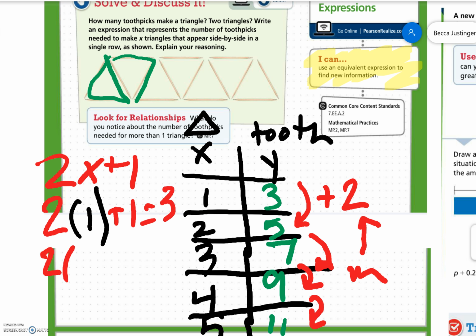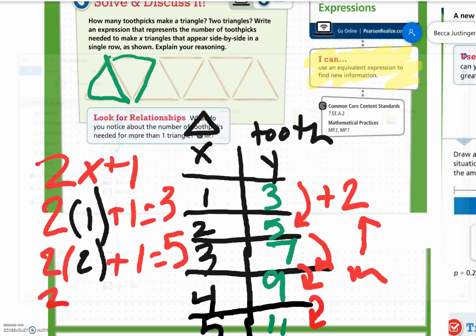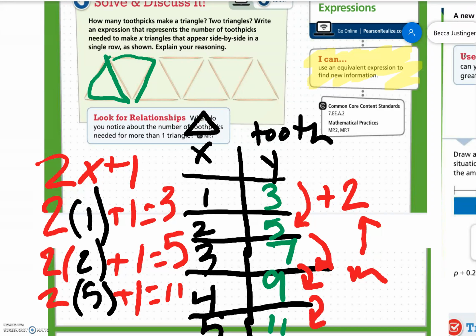Let's try another one. 2 times 2 triangles plus 1, that equals 5. 2 times 2 is 4, plus 1 is 5. We'll try one more. 2 times, let's go down to the bottom, 5 triangles, plus 1. 2 times 5 is 10, plus 1 is 11, and it checks out. So our expression works.